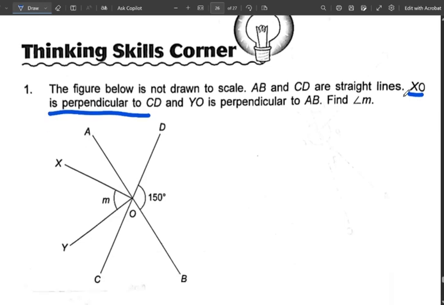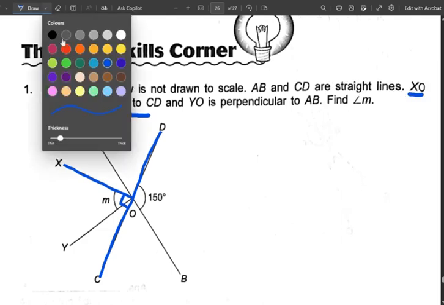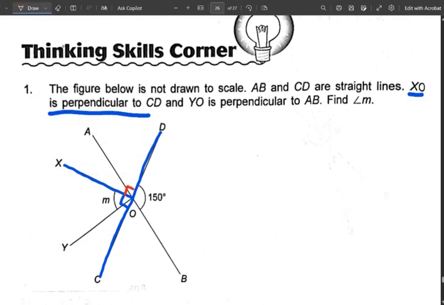You see for yourself. XO, where's XO? XO is this. Where's CD? CD is here, right? So when that happens, it will form a 90 degree angle over here. That means the other side must also be 90 degrees. Why? Because this is a straight line. So we have 90 here, 90 here.